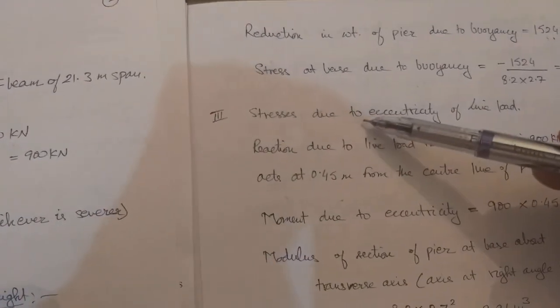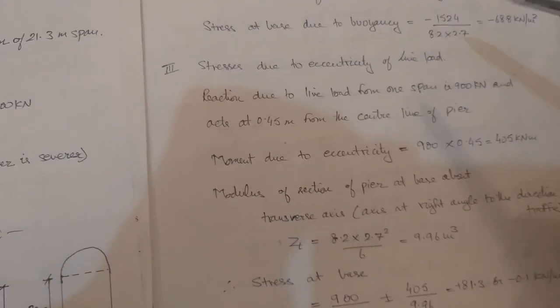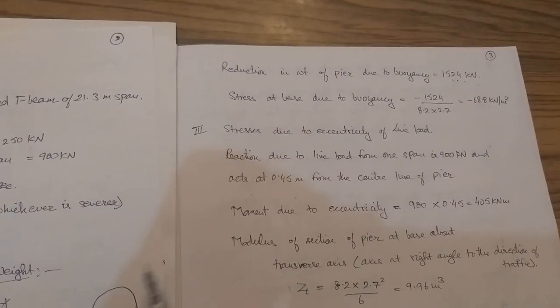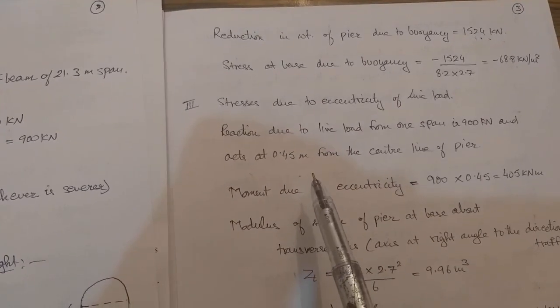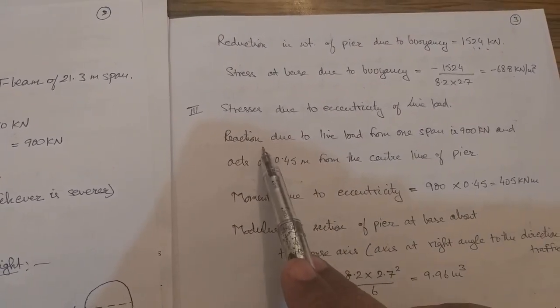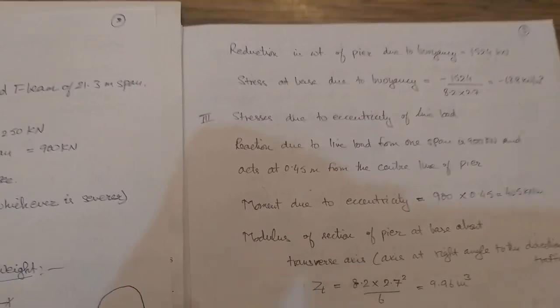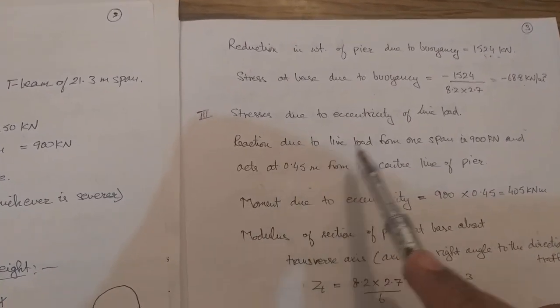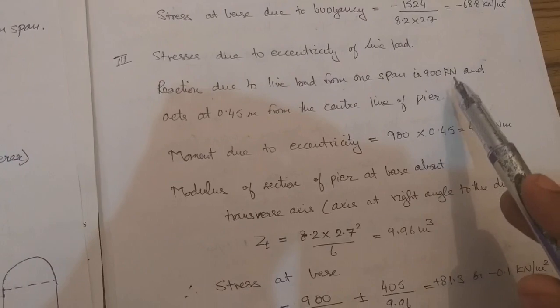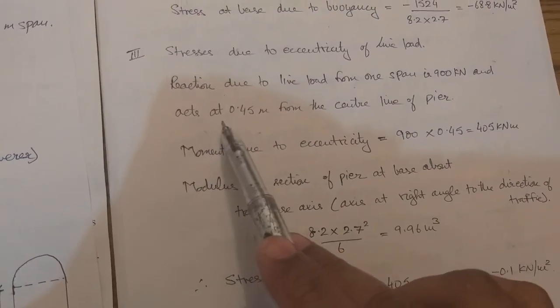Third, I have stresses due to eccentricity of the live load. Live load, already told to us. We are going to take the eccentricity from class A or class AA, whatever. The reaction due to live load from one span is 900, this is given to us, and it acts at 0.45 from the center line of the pier. This I'll show you. We see that there are two bearings over here. One bearing is here, one bearing is here. This is the center line. The load is going to act at the bearing, so that means this is an eccentric loading of 450.